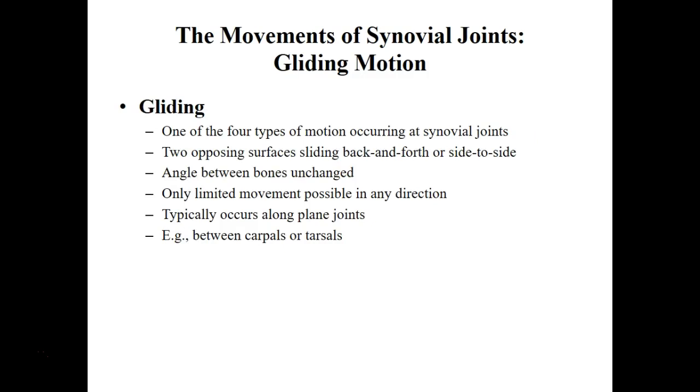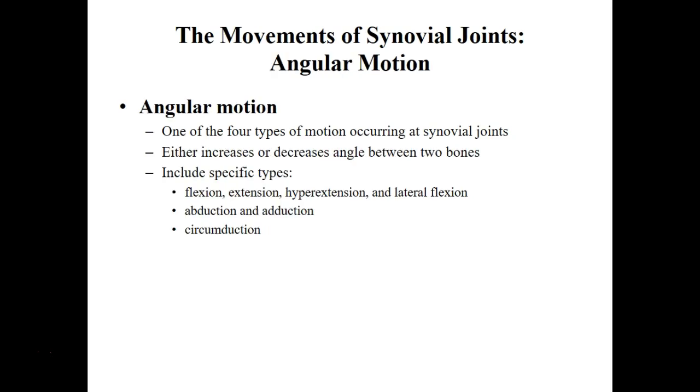So a gliding joint, I've already talked about this. This is the least movable of all of our joints, and it's just bones sliding back and forth. This is what we see between the carpals and the tarsals of our body. Angular motions: flexion, extension, hyperextension, lateral flexion, abduction, adduction, and circumduction. So flexion is decreasing the angle of a joint.